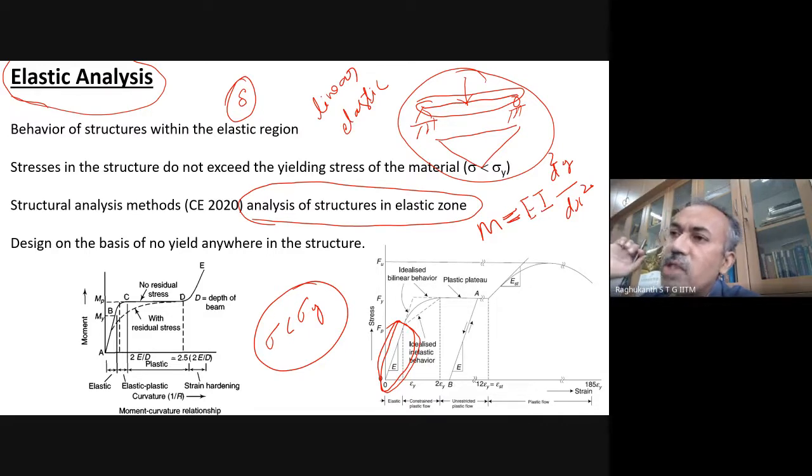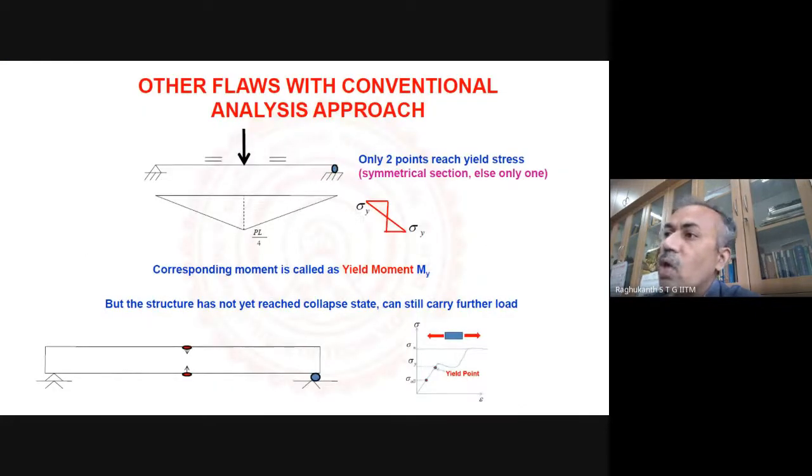But now the problem with steel structures is that it has a huge ductility and a huge plastic strength. So much reserve strength is there in the plastic region that this analysis may become more conservative or uneconomical. And another major flaw with this elastic approach is, suppose this is a simply supported beam, this is our bending moment diagram.